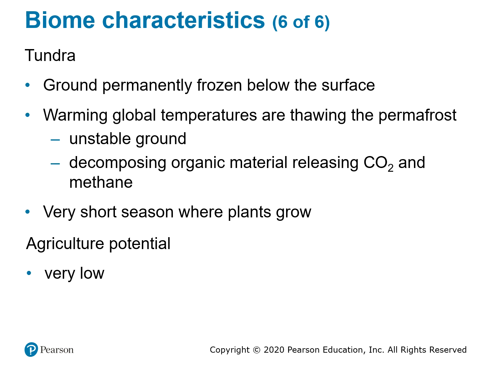Tundra has ground that is permanently frozen below the surface, permafrost, and an extremely short growing season. Warming temperatures are thawing the permafrost in some areas, which creates unstable ground and releases CO2 and methane as organic matter decomposes. These shifts can alter hydrology, making wet spots wetter and dry areas more subject to subsidence.